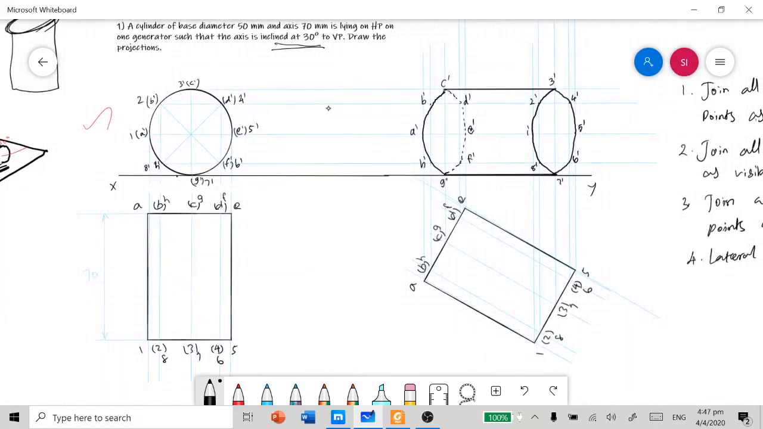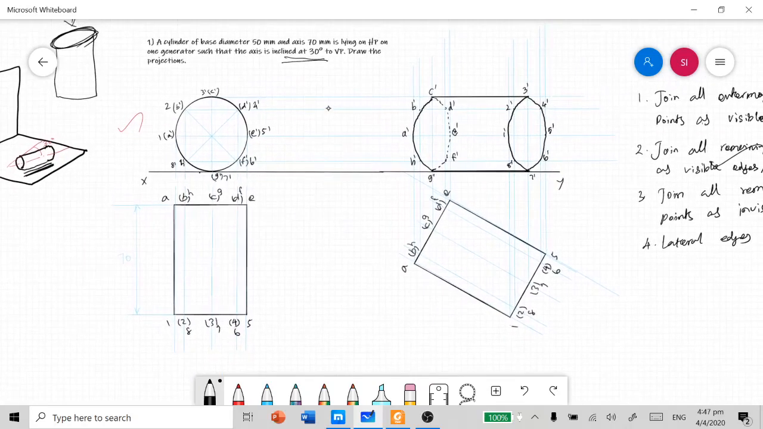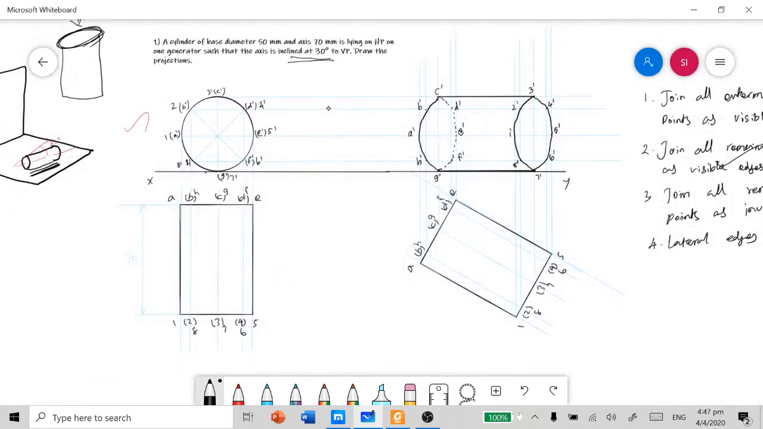This is nothing but the projection of the cylinder when it is lying on the HP by its generator, and the axis inclined at 30 degrees to VP and parallel to HP. You can try this answer with your proper tools on paper and bring out the projection.